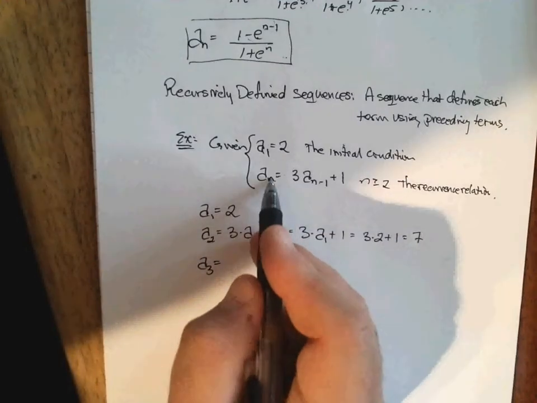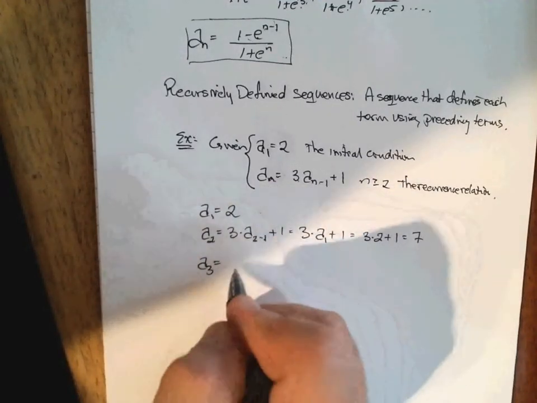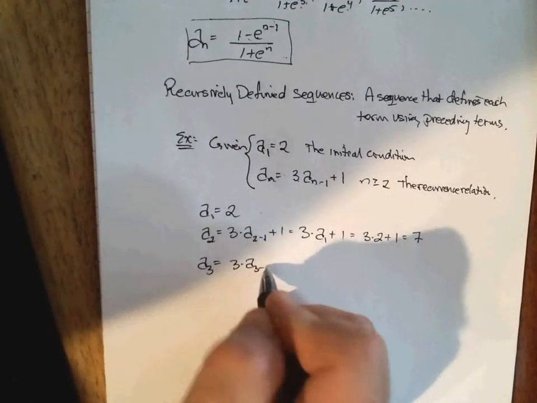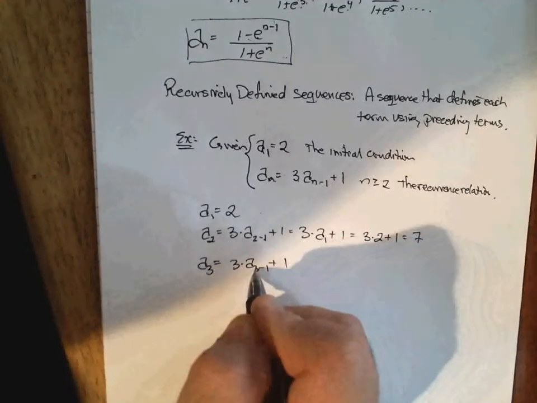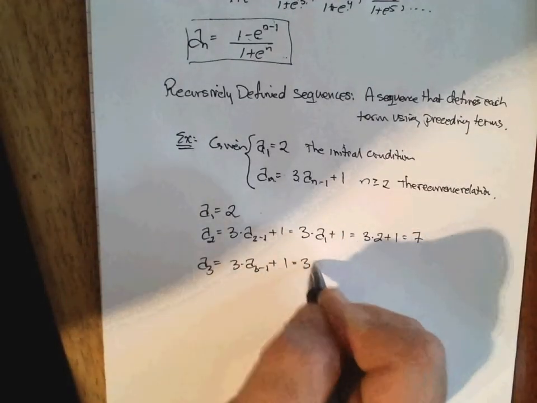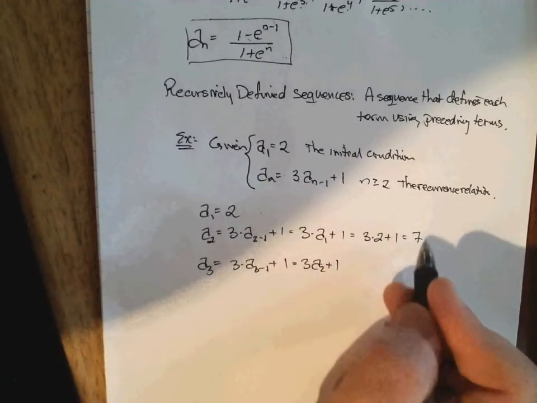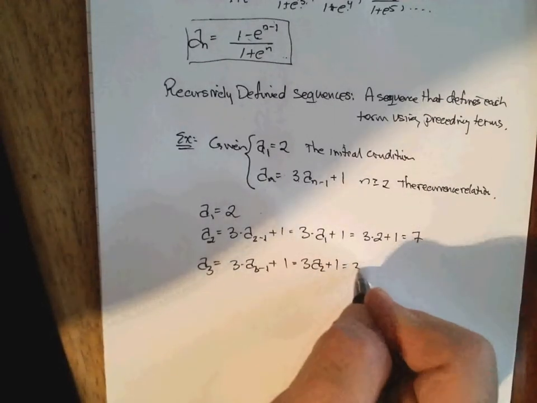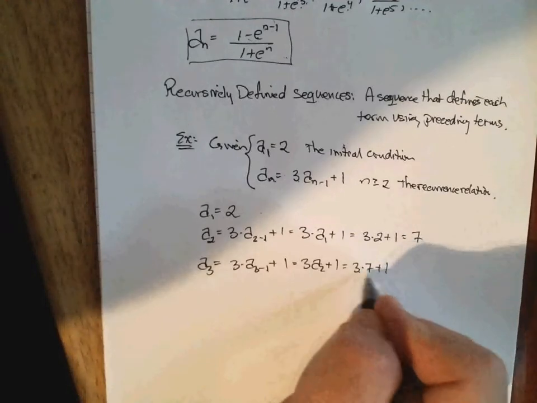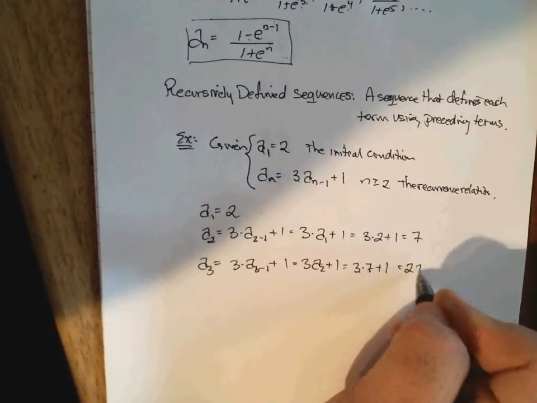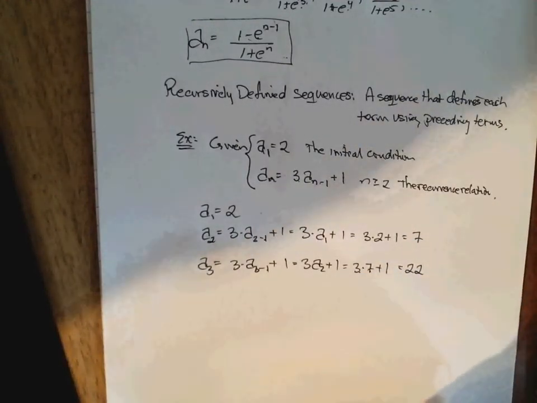Now what about a sub 3? Well, the rule says a sub 3 would be 3 times a sub (3 minus 1) plus 1. But 3 minus 1 is 2. We know the value of a sub 2. It's the preceding term, 7. 21 plus 1 gives me 22.